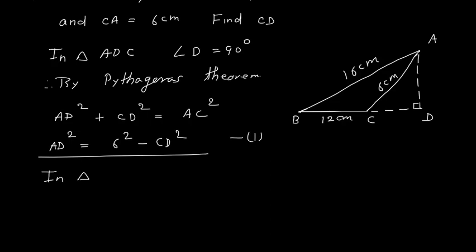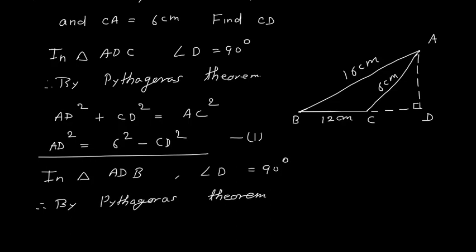Now I will take another triangle, ADB. In triangle ADB, we have angle D as 90 degrees. Therefore, we use the Pythagoras theorem. By the Pythagoras theorem, AB square is equal to AD square plus BD square.